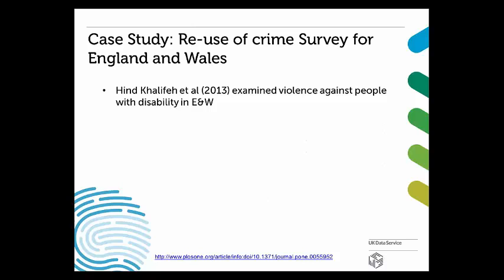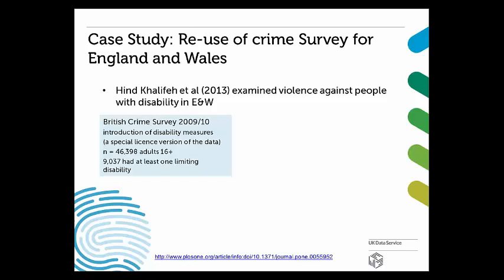Here's an example of the crime survey being used. So this is an important study about violence against people with disabilities by Hind Khalife and his colleagues. They used data from 2009-2010 when it was the British Crime Survey, and they were able to carry out the study because of the introduction of disability measures at this time. And for this particular study they had to successfully apply for a version of the data under special licence. It resulted in a sample of around 46,000 adults, and just over 9,000 of them had at least one limiting disability.